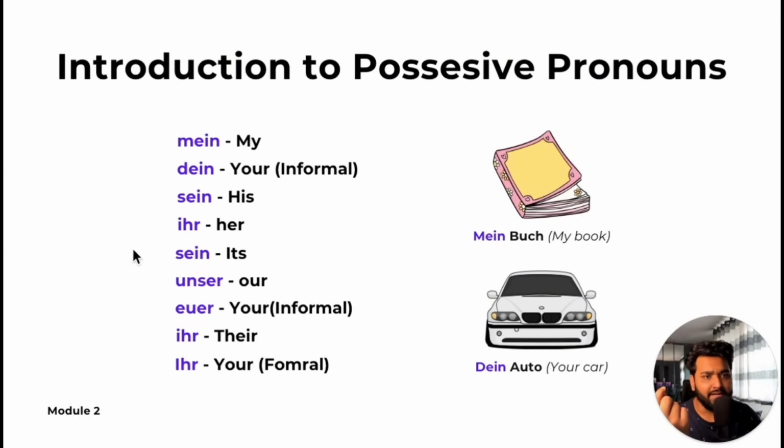Let's do it one more time. Mein, dein, sein, ihr, sein, unser, euer, ihr, ihr. For example, mein Buch, dein Auto. Mein Buch or my book, dein Auto or your car.